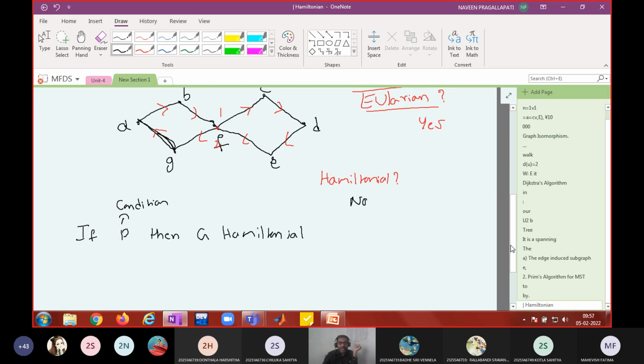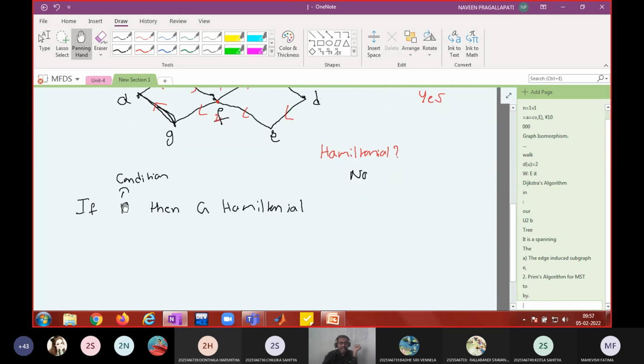So tell me, is this condition called a necessary condition or a sufficient condition for G to be Hamiltonian? If P, then Q in logic. P implies Q. Do you remember? For Q, is this necessary or sufficient?